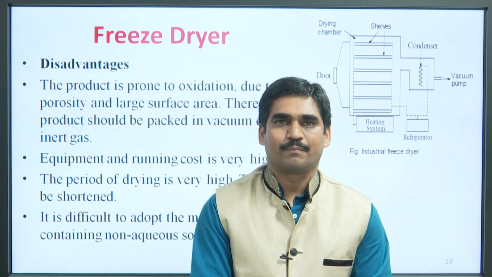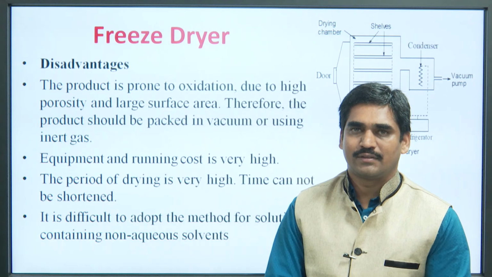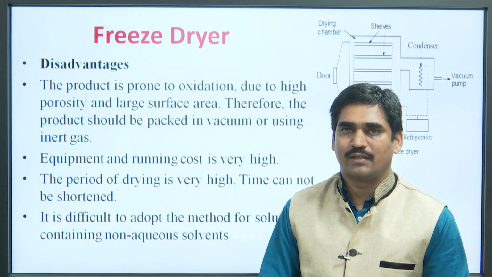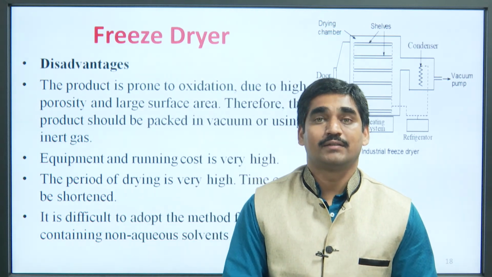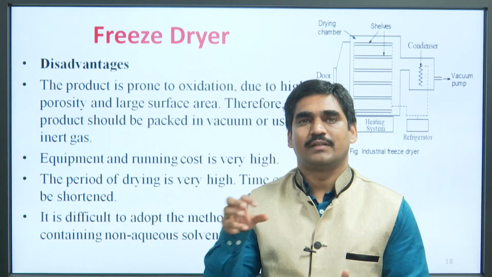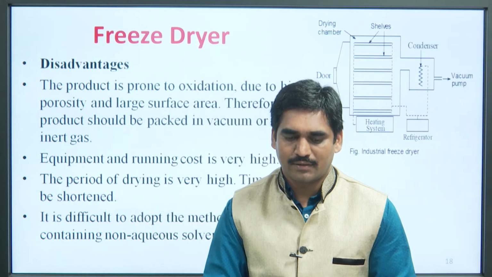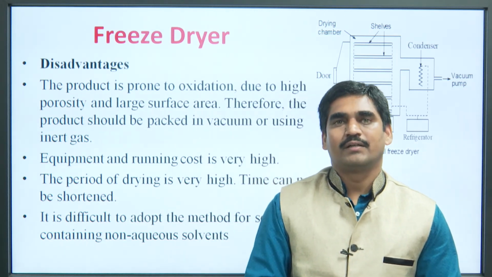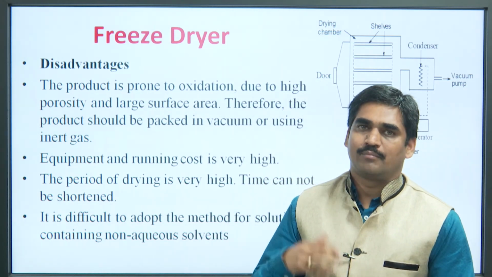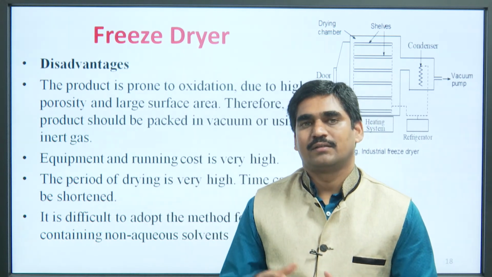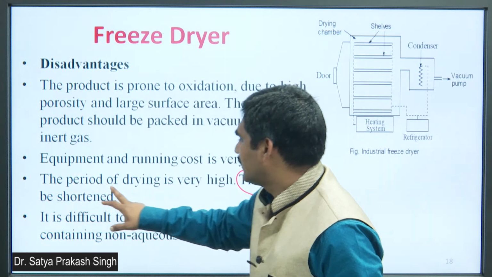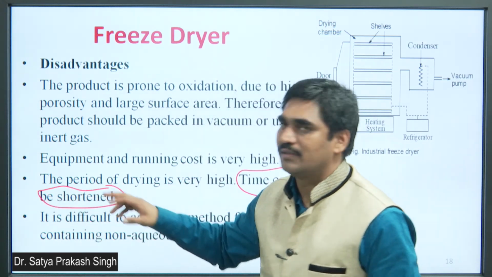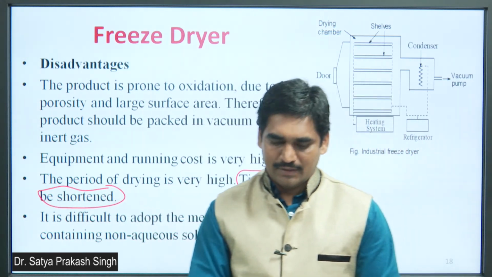Disadvantages of freeze dryer: the product is prone to oxidation due to high porosity and large surface area. Therefore, the product should be packed in vacuum or using inert gas which is used to break the vacuum. Equipment and running cost is high, period of drying is very long, time cannot be shortened. So, this is the biggest disadvantage, that time cannot be shortened while using this freeze dryer.